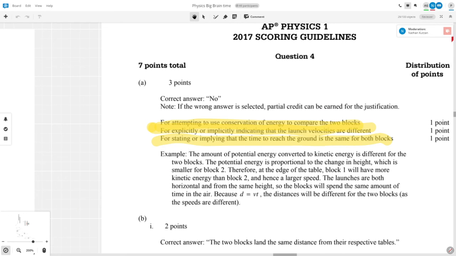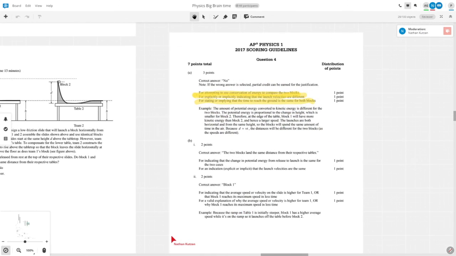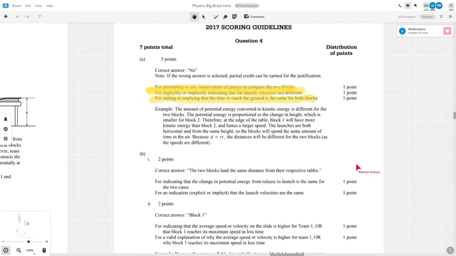Wait, but I said in my answer, when I solved it and plugged it into the kinematics equation, that the initial velocity in the x direction would be 0. Who's speaking, Taehan? Yeah. You got all 3 points. Yeah, but I said they were 0. But then you gave me a point for implicitly indicating that the launch velocities are different, when I said that they would both be 0.